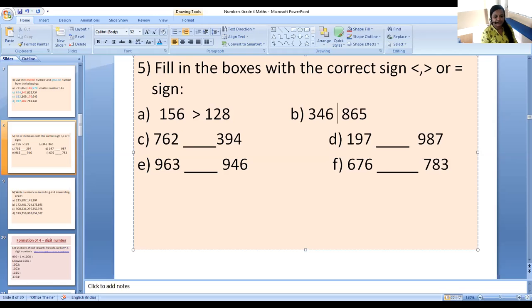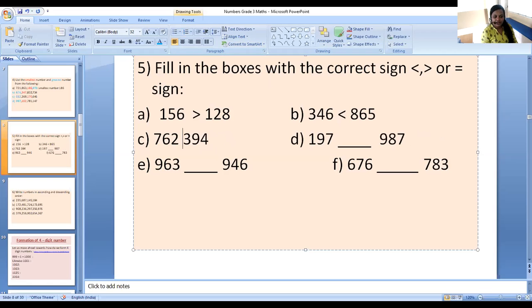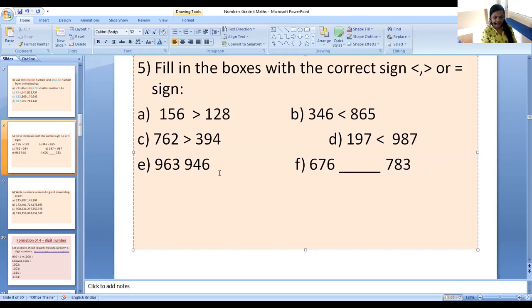Second one, that is 346 and 865. Yes, 865 is the greater. So you read it as 346 is less than 865. 762 and 394. Absolutely right. We have 762 as the larger number. 197, is it less than or greater than 987? Yes, it needs to be less than. 963, whether it is greater than or less than 946. Yes, it is greater than 946.